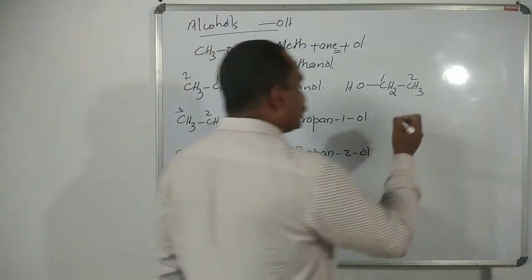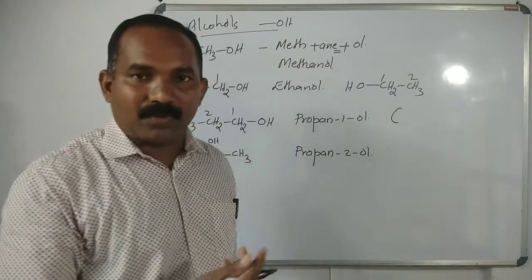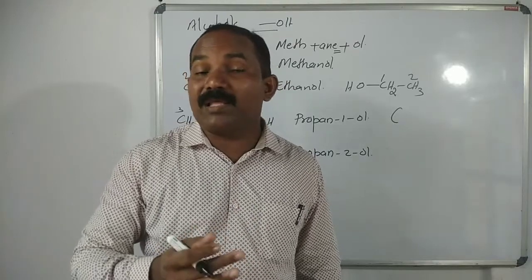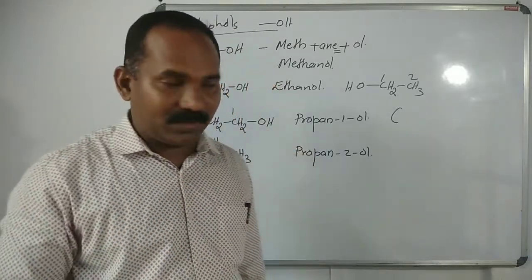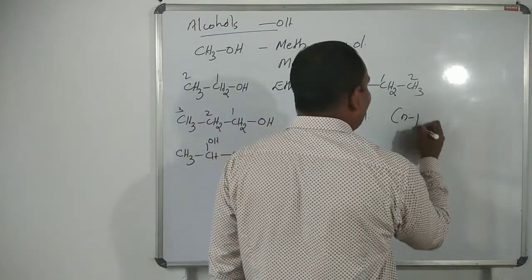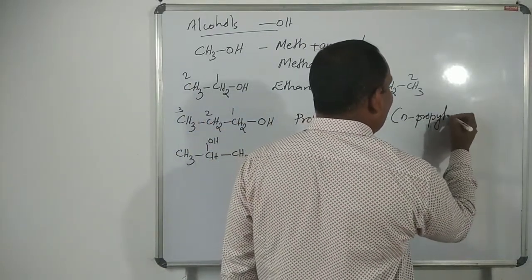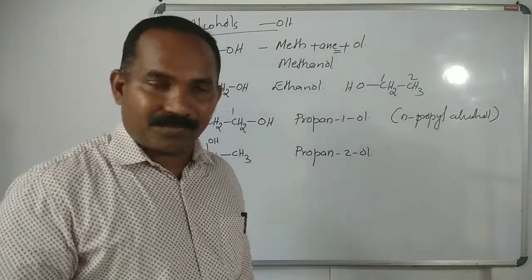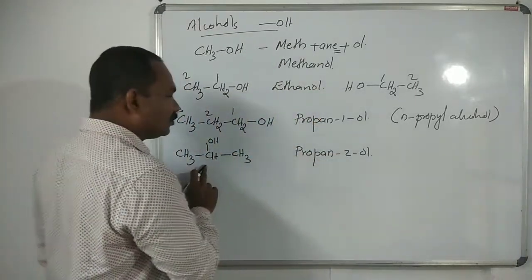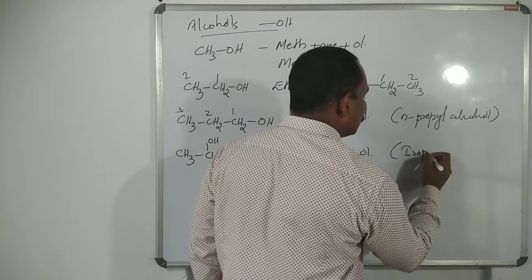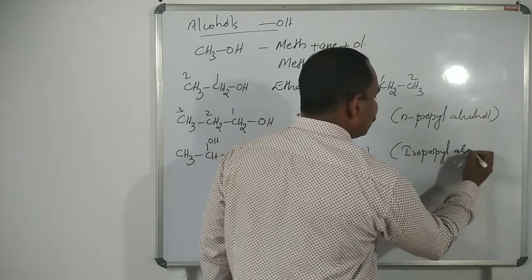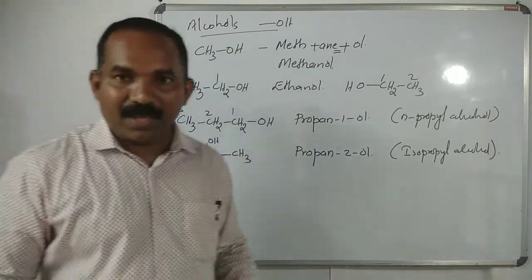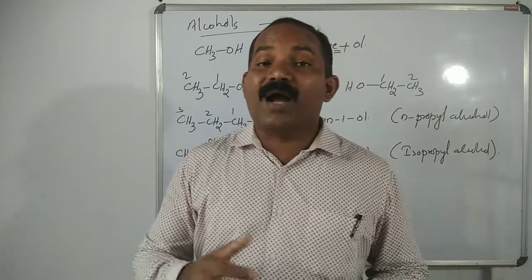Now its trivial name or common name. You know what a trivial name is. Trivial name is derived from the source or the properties of that molecule. So this is n-propyl alcohol. That's its trivial name or common name. What about this one, an isomer? So it is isopropyl alcohol. You mainly study the IUPAC naming system. So this is the naming of alcohols.